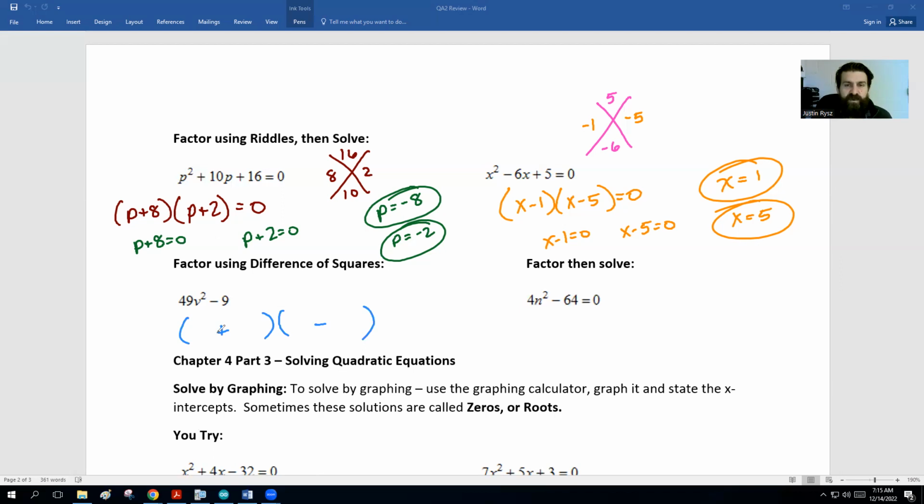The only difference is one is plus, one is minus. The first number is just the square root of the first term. So we got 49, the square root of that is 7, and v. So we put that on the front here. And then the second number is the square root of the second term. The square root of 9 is 3. So we got 7v plus 3 and 7v minus 3.